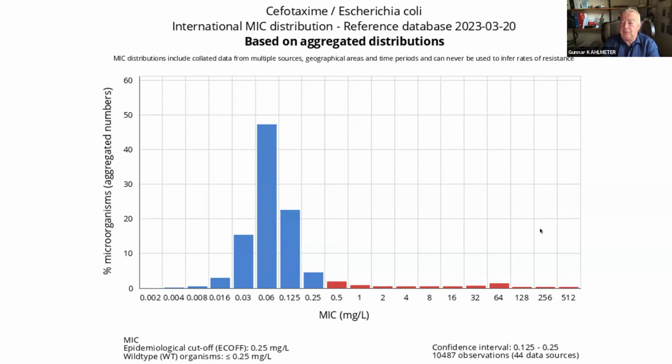So we are not picky when it comes to accepting data from anyone and everyone. We are picky about the quality of the data, and nowadays we can assess the quality by just comparing one distribution to another distribution. So that's how the ECOFFs are developed. And that's how the MIC distributions available to all of you freely are developed.